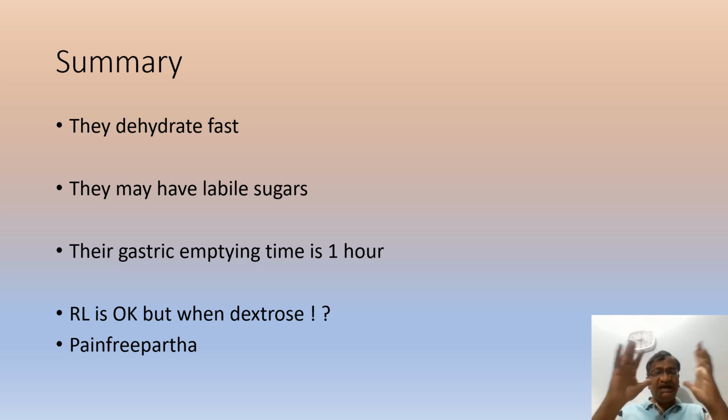So what's the summary? They dehydrate fast, they have a large surface area, they need fluids more, they may have labile sugars, their gastric emptying is 1 hour, oral is okay. But when dextrose? Preterm, neonates, hyperalimentation, major surgeries, liver failures, endocrinopathies, you need to add dextrose.